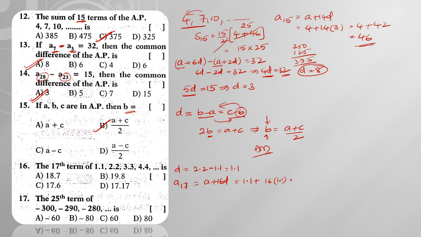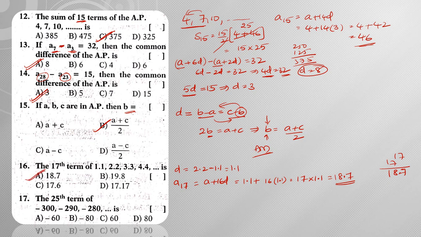So now 1.1 plus 16 times 1.1 is nothing but 17 times 1.1. So 17 times 1.1 is 18.7. So 18.7 is my answer. Hence option A is my answer here.